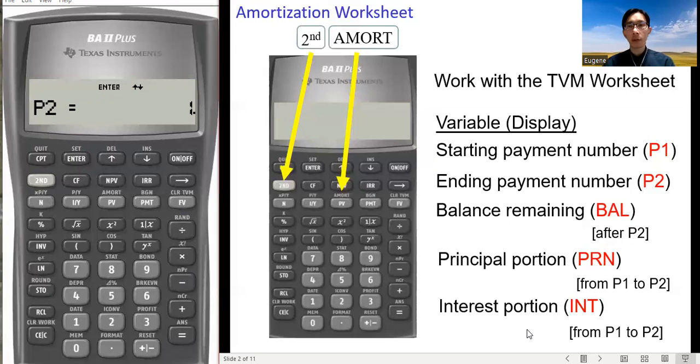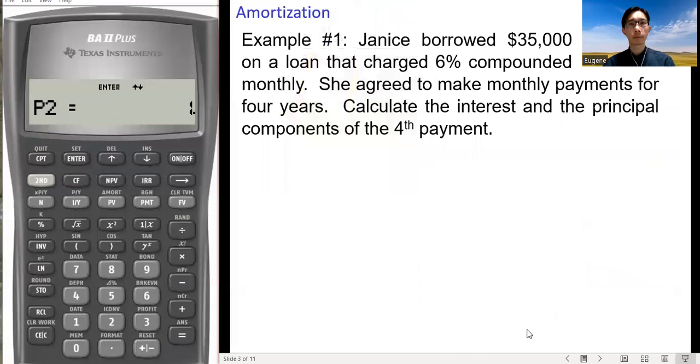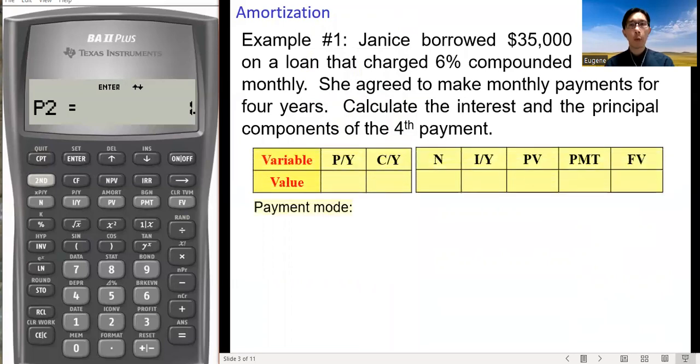Let's take a look at the first example. Janice borrowed $35,000 on a loan that charged 6% compounded monthly. She agreed to make monthly payments for 4 years. Calculate the interest and the principal components of the fourth payment. First, we need to compute the amount of the monthly payment.